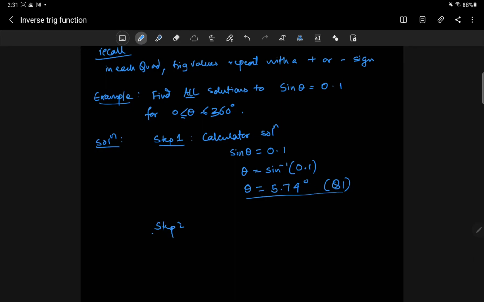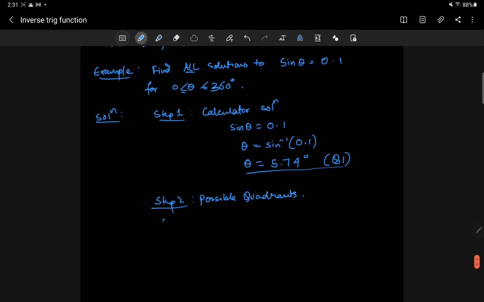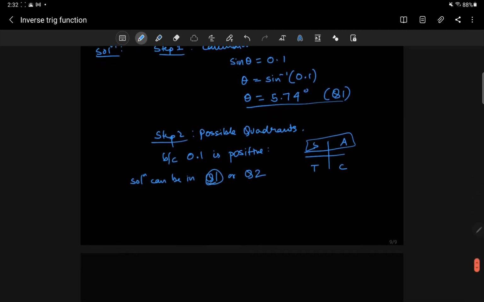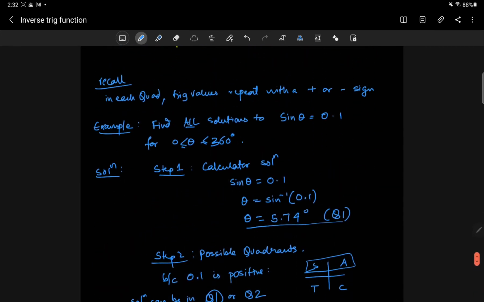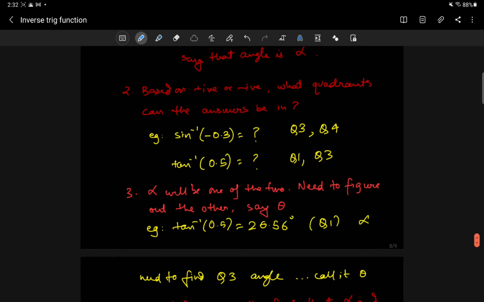Step 2 is possible answers, right? So step 2 is possible quadrants. Okay, now because 0.1 is positive, based on ASTC, my solution can be in quadrant 1 or quadrant 2. Now quadrant 1, I already have that solution. So I need to figure out quadrant 2.